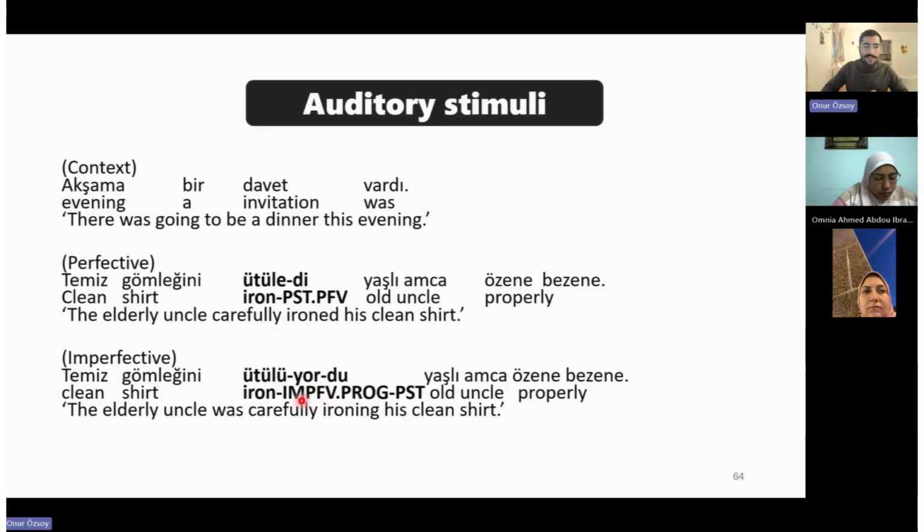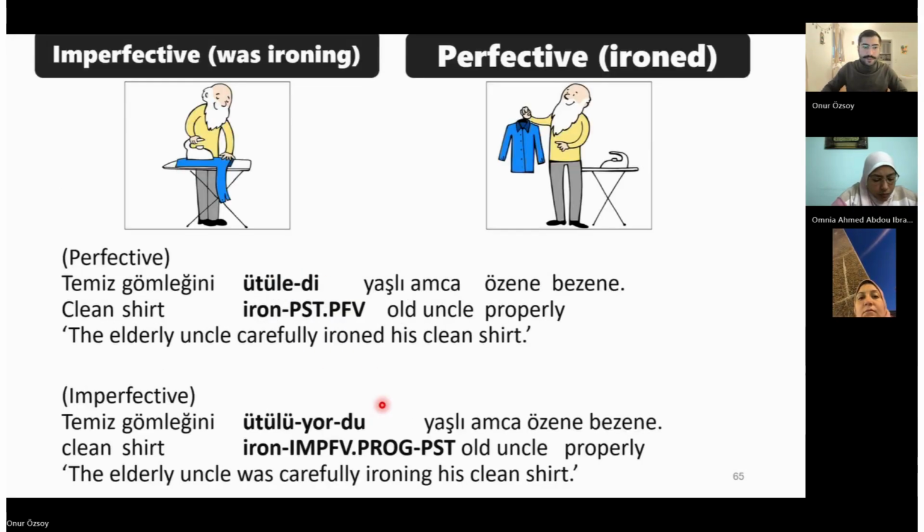Specifically, we have an imperfective, a progressive marker yor, which marks that an event is still ongoing. And then again, we have the past tense. So this is the contrast that we have. And of course, what you expect is that when people hear the imperfective, they look at the ongoing event. When they hear the perfective, they look at the completed event, if they know the difference between these forms of aspect. Okay, right?